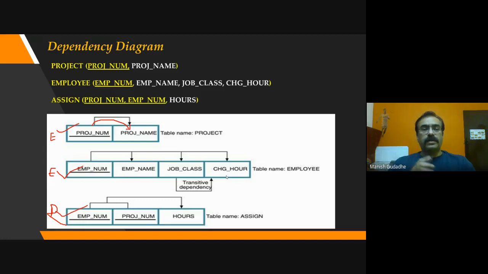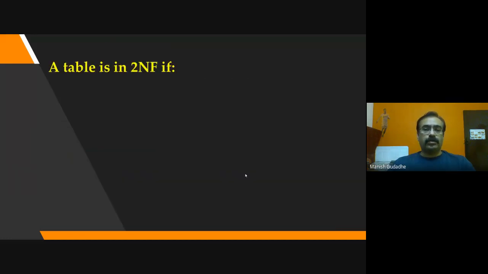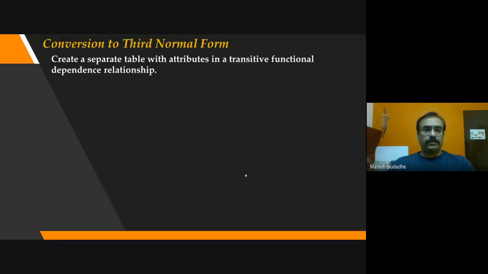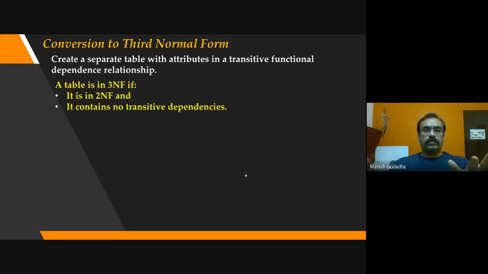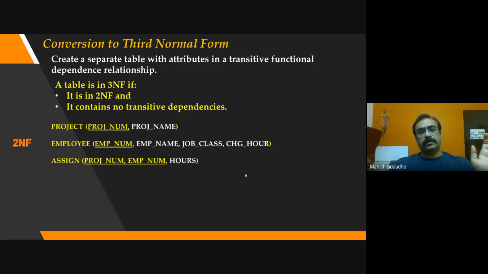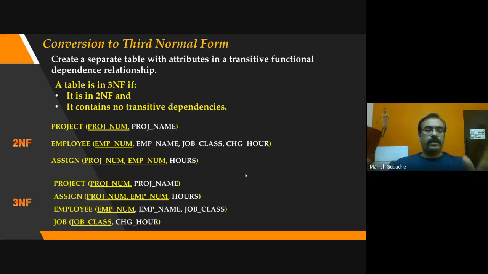That's the problem with transitive dependency. So why keep this kind of dependency? Let us try to avoid it in the third normal form. So when we try to convert to the third normal form, what we can do is create a separate table with attributes in a transitive functional dependence relationship. So what can be a simple definition? It should be in first, second NF, and it should not contain transitive dependency. So this is our second normal form example. Just now we have seen it can be converted into a third normal form in this way.